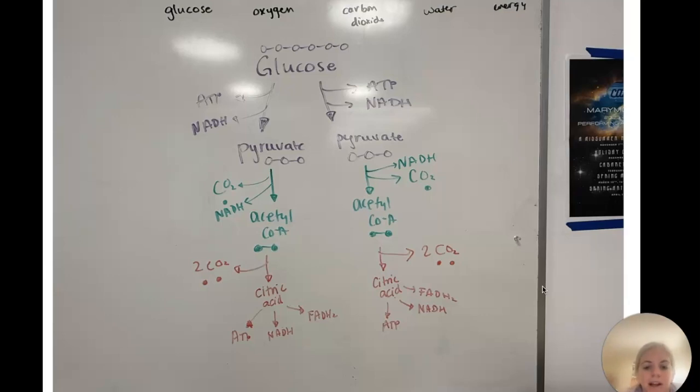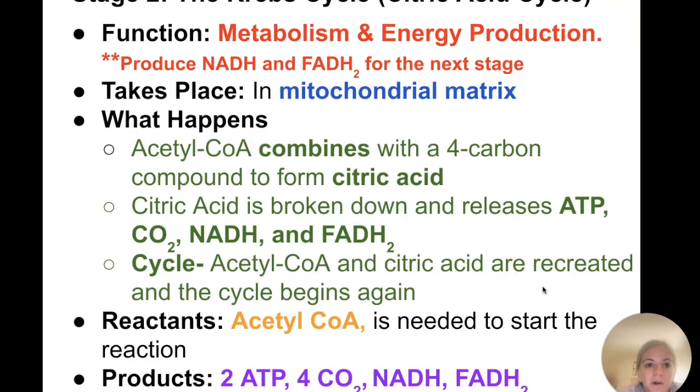And the 2 main products that we get are NADH and FADH2. Those are going to continue on. And then, of course, the third product is the ATP. And then we also get carbon dioxide. So a quick little review.